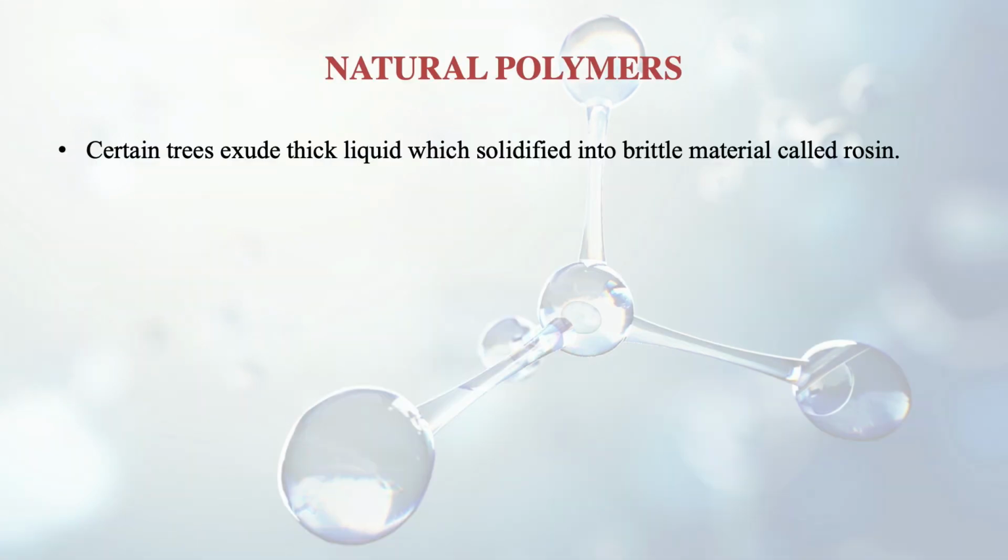So now we discuss the natural polymers. Earlier we have discussed the synthetic ones. There are certain trees which exude a thick liquid, which when solidified will turn into a brittle material, and that is called rosin. So rosin is somewhat a solid material and it's different from resin. So don't confuse it, it is rosin.